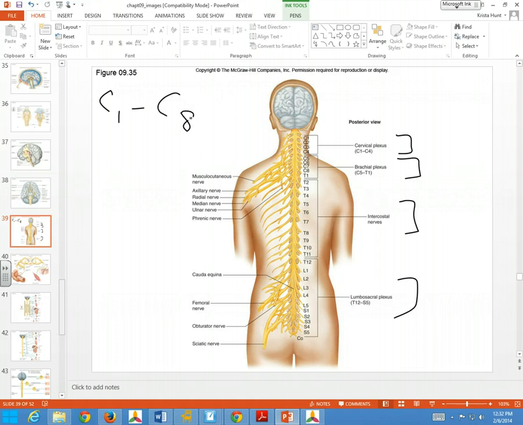The brachial plexus, so C5 to T1, these are the nerves that control your arms. All of the muscles that work for shoulders, upper arm, forearm, hand, all of that is controlled from C5 to T1. So if I were to have an injury to my spinal cord at C4, what could you tell me? If I have an injury here at C4, I would be a quadriplegic.